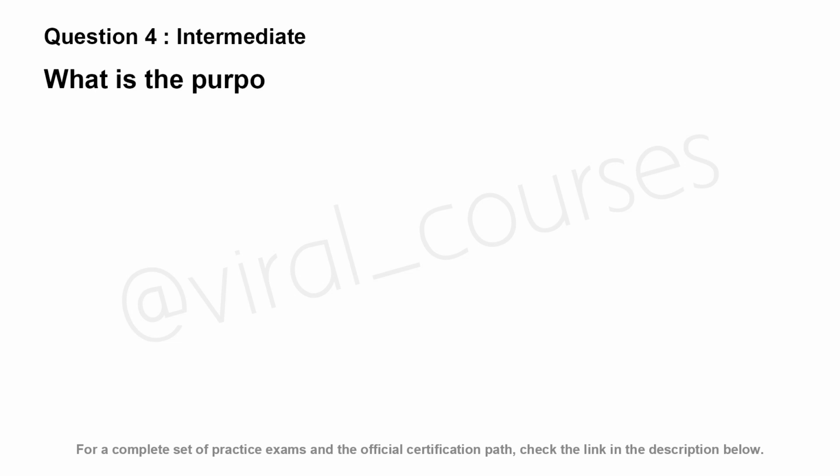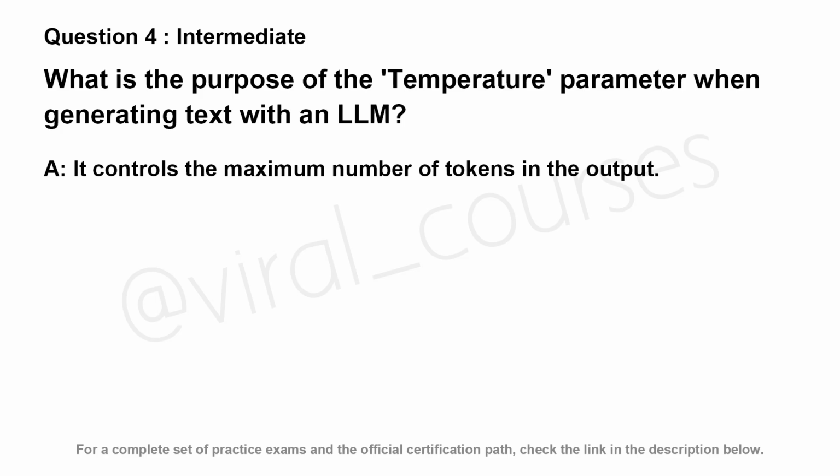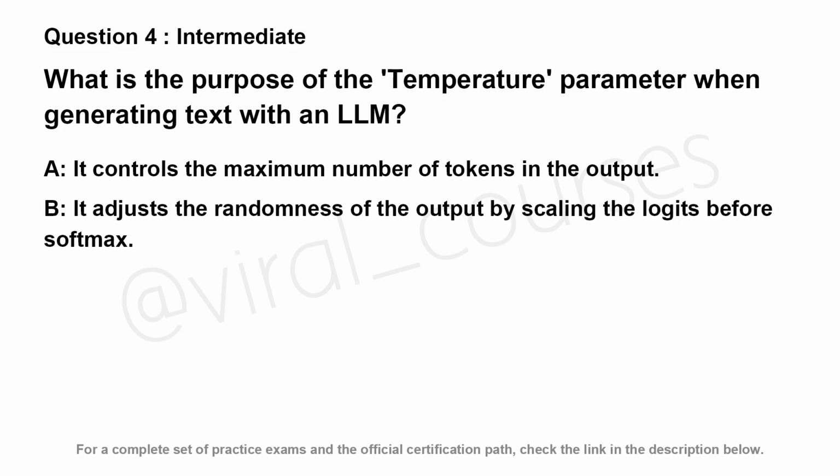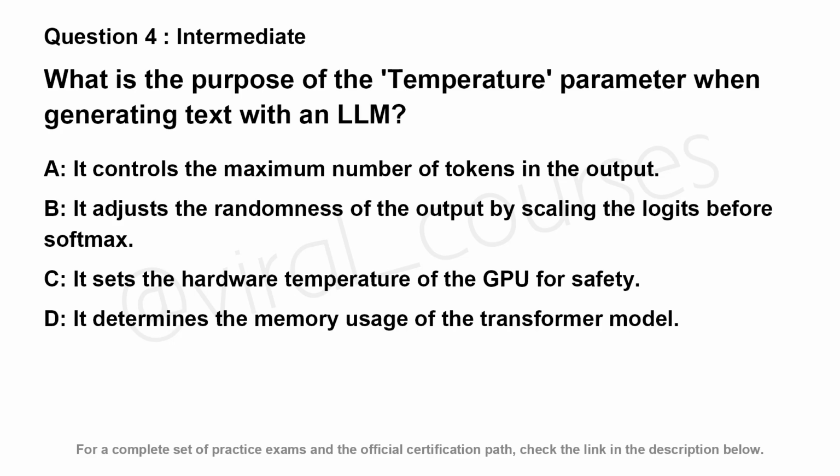What is the purpose of the temperature parameter when generating text with an LLM? Option A, it controls the maximum number of tokens in the output. Option B, it adjusts the randomness of the output by scaling the logits before softmax. Option C, it sets the hardware temperature of the GPU for safety. Option D, it determines the memory usage of the transformer model.